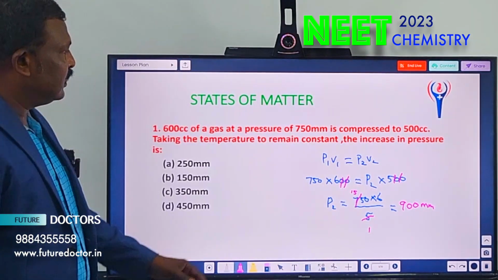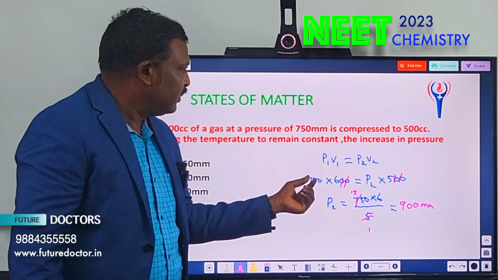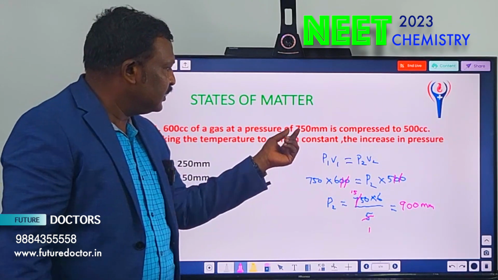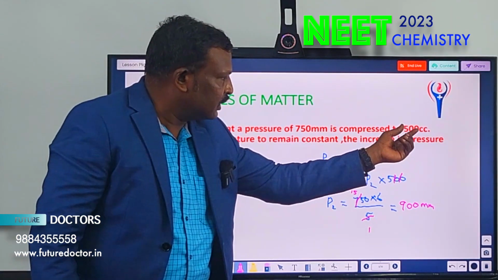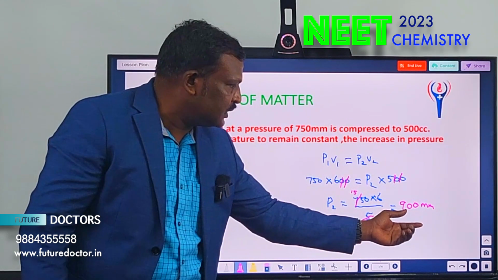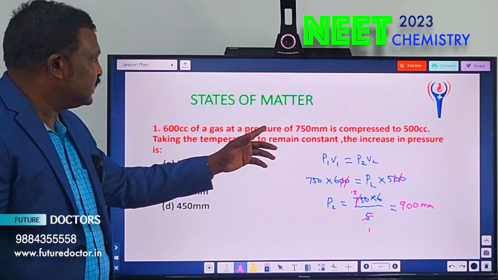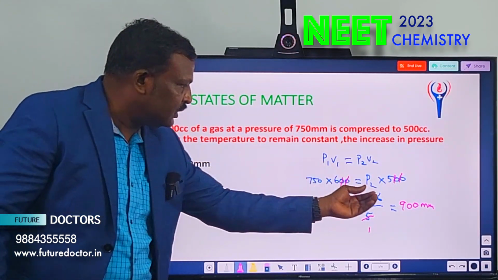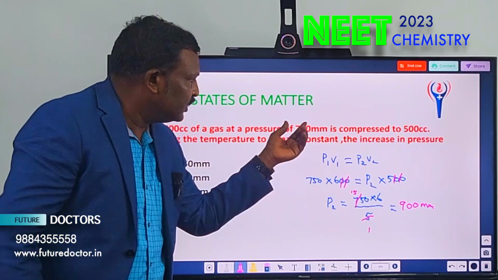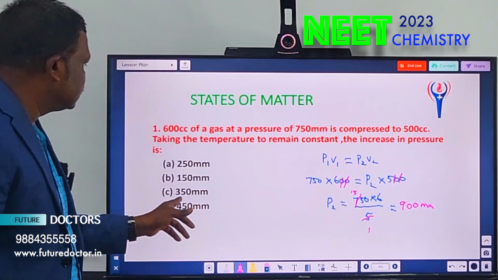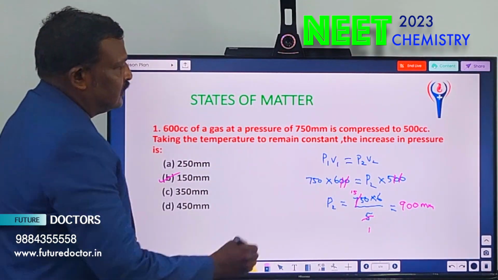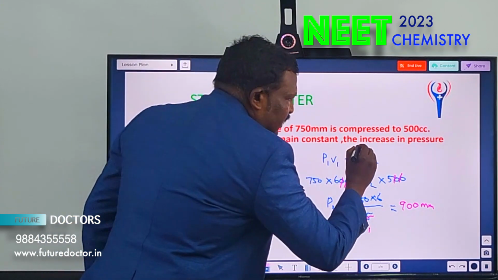But the question is what? The increase in pressure. So when the pressure is 750 millimeter of mercury, this is the volume. When the volume becomes 500 cc, what's the new pressure? 900 millimeter of mercury, that's the pressure. So how much increases? From 750 millimeter of mercury to 900, so 150 is the increase. So the answer is option B. They're not asking the pressure, they're asking how much increase in pressure.